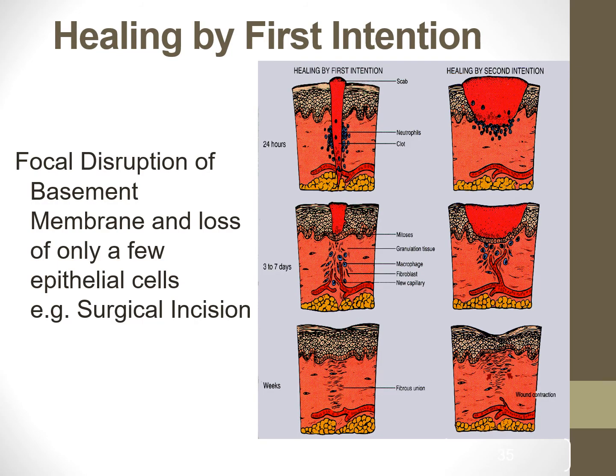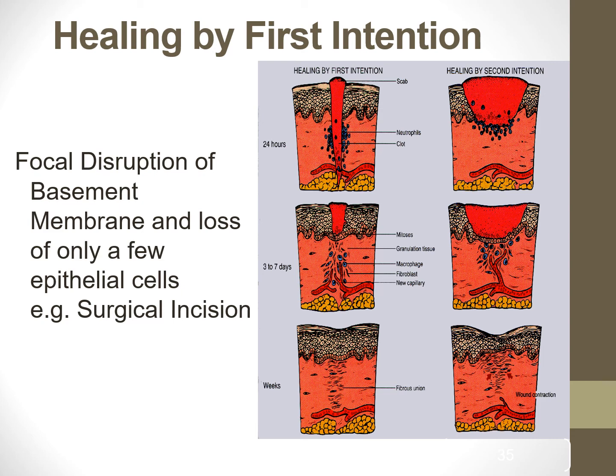So we have two main types of healing. The first type is healing by first intention, and it usually results from focal disruption of basement membrane and loss of only a few epithelial cells, like a surgical incision. When we do an operation, we open the skin and we have only focal disruption of basement membrane. So here we have the process of healing by first intention, and it will result in minimal scarring.